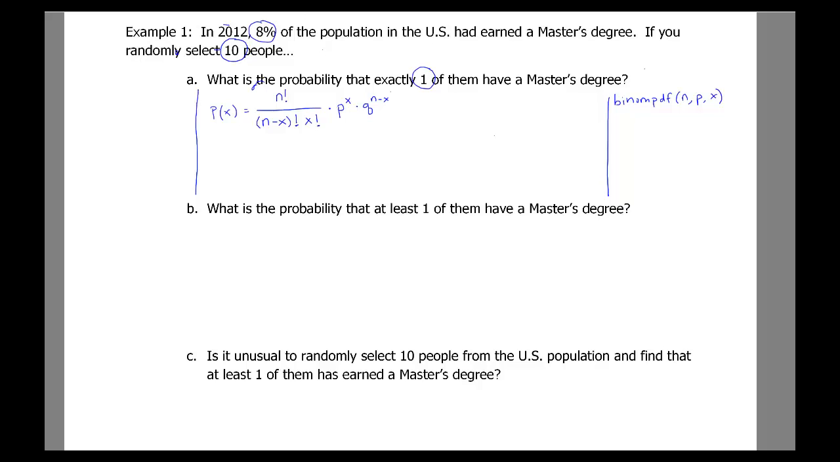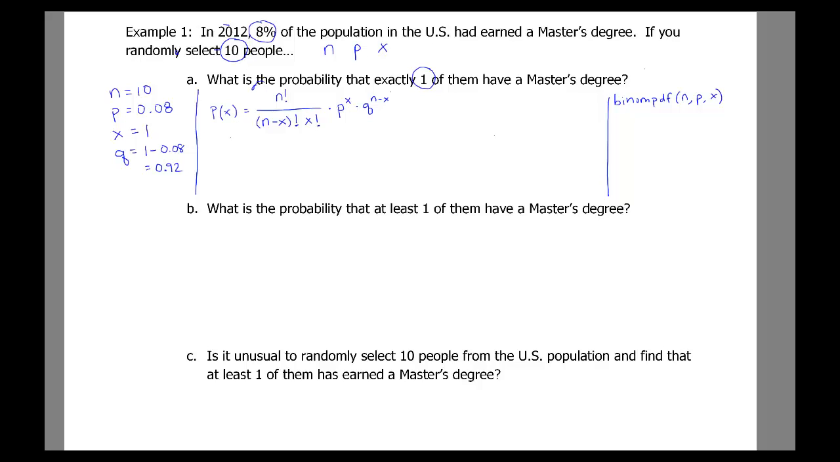And in binomial distribution problems, you're always looking for n, p, and x. So n is going to be our number of trials, or our total number of people that we've selected. The probability that any one of them has a master's degree is 8%. I'm going to change that to a decimal, 0.08. And in our question, we want the probability that exactly one of them has a master's degree. So x, our number of successes, is going to be 1. If we need q, let's just calculate it now so it's out of the way. q is 1 minus p, 1 minus 0.08, and that would give us 0.92.